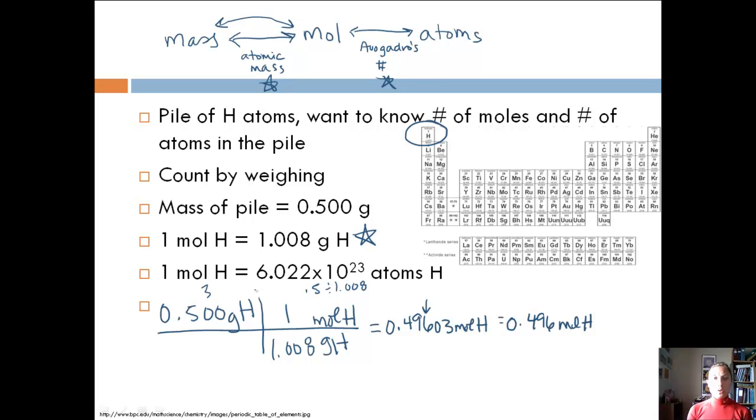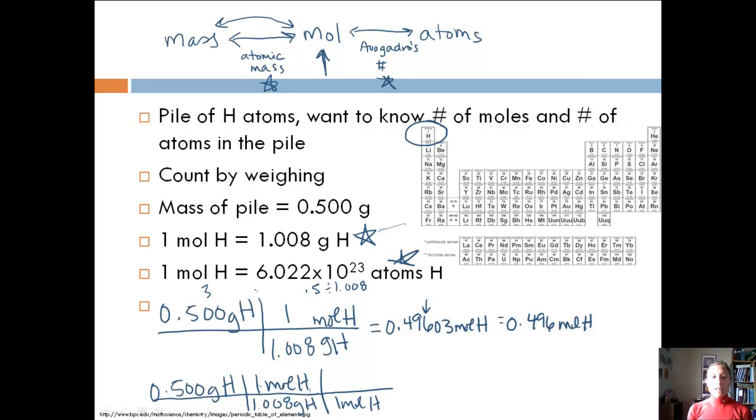If I wanted to go to atoms from moles, then I would start with my mole amount and just go to atoms. But I'm going to show you how to go from grams to atoms. So I'm going to start with my 0.500 grams of hydrogen. First, I need to go to moles. I know for every 1.008 grams of hydrogen, there is 1 mole. And now that I'm in moles, I want to go to atoms. And so I know, based on this conversion factor, that for every 1 mole of hydrogen, there are 6.022 times 10 to the 23rd atoms.